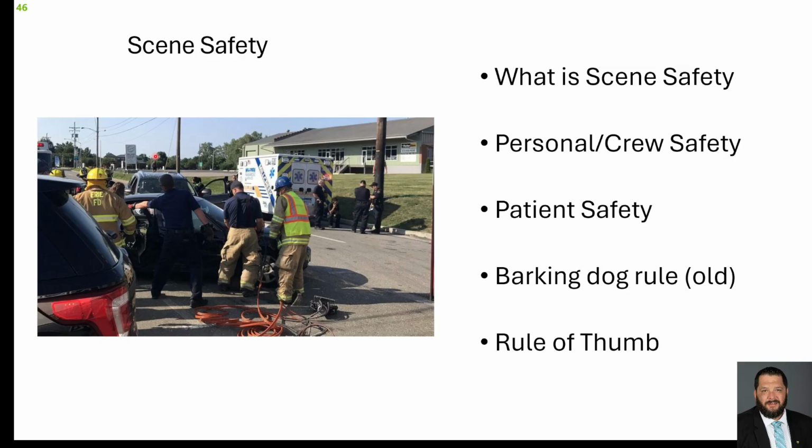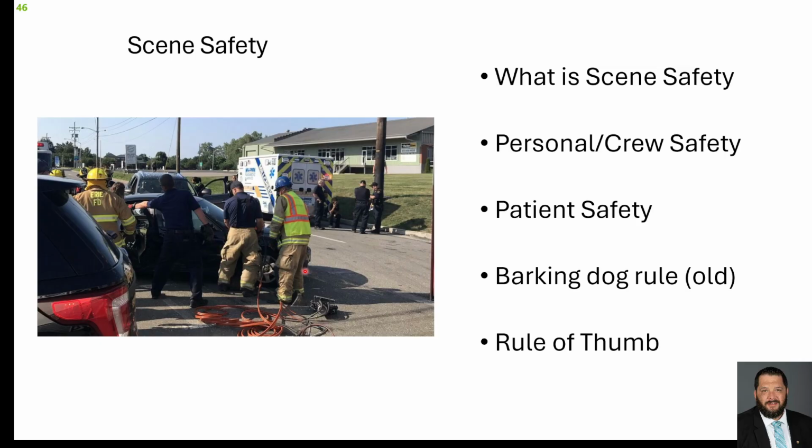Just because a scene is safe when you arrive doesn't mean that a scene is always safe, or will stay safe. This car, perhaps something has been damaged internally and it begins to smoke and catch on fire. The safety parameters have now changed, and so you need to be prepared for that.